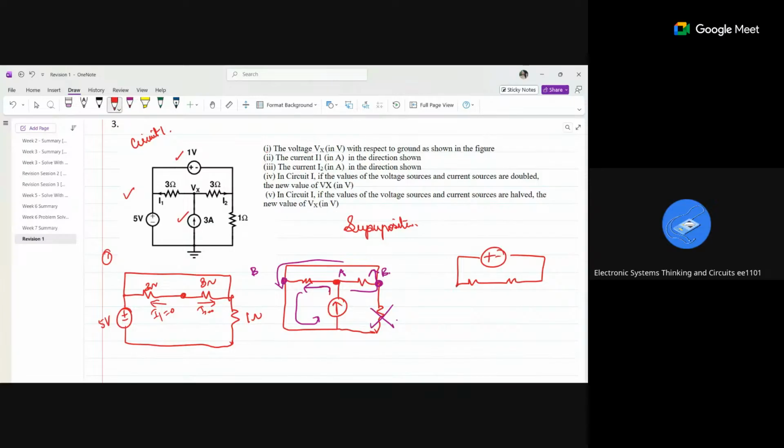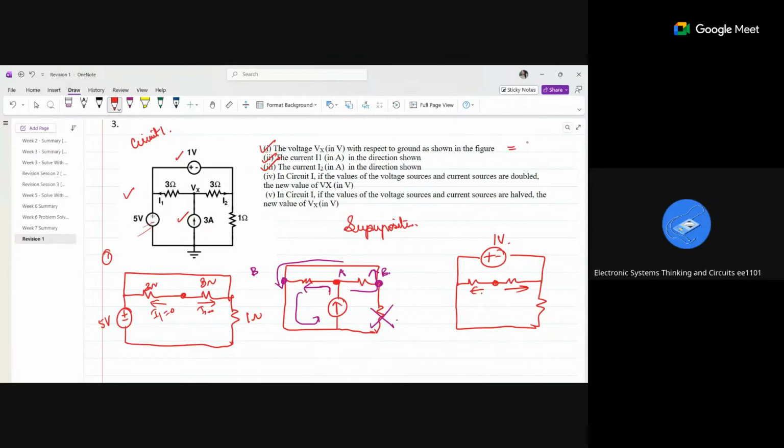Then to de-energize this one, 1 ohm is in series with it. Okay. So here also you can find the voltage and you can find the current. Then you can add the current from all the 3 cases. Then you will get the answer for the first question. Then for the fourth question, you can change the voltage, right? Change every value of the current source and voltage source. Like that also you can find.